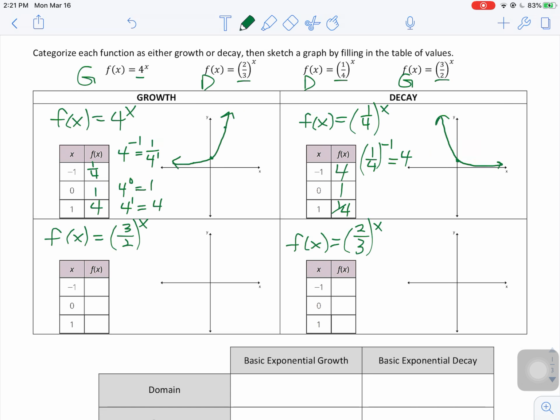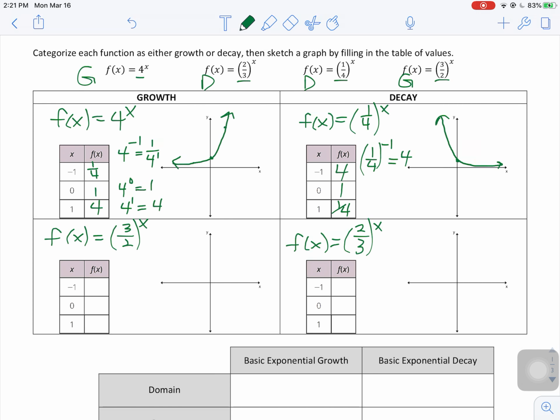So you'll notice the 2 that we have done so far, the growth graph is increasing the entire time, and then the decay graph is decreasing the entire time. And they look pretty similar to each other, just kind of flipped over the y-axis.